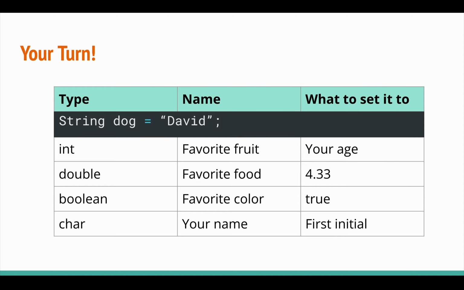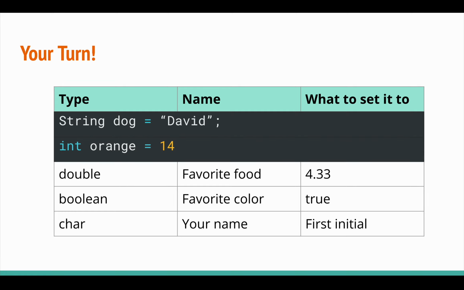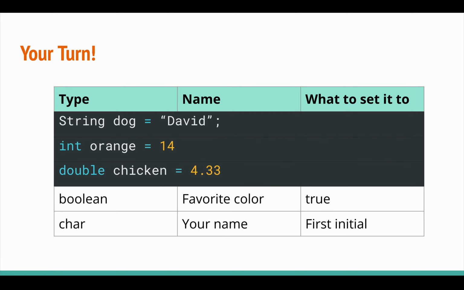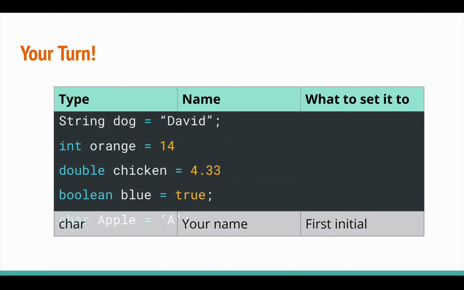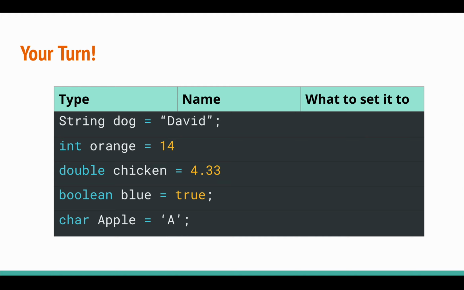So an example could be string dog is equal to David, int orange is equal to 14, double chicken is equal to 4.33, Boolean blue is equal to true, and char apple is equal to A. And notice that some of them end with semicolons. This one and this one are missing a semicolon, so it will throw an error when you run it in the Java CodePad. So make sure you always end each line with a semicolon.